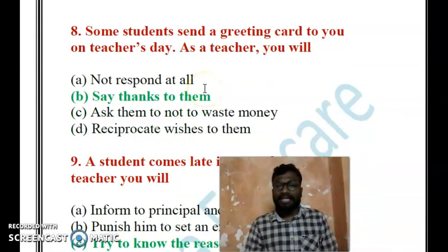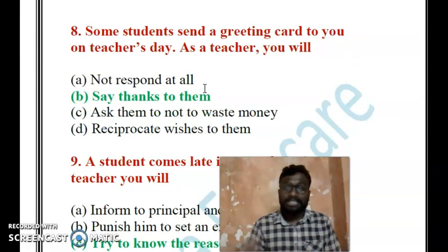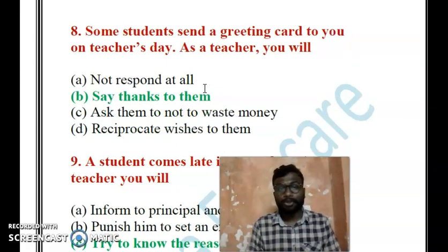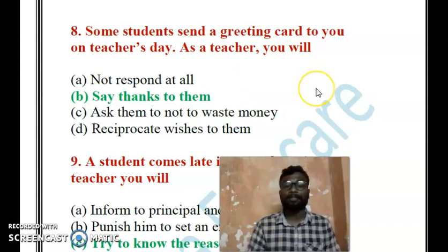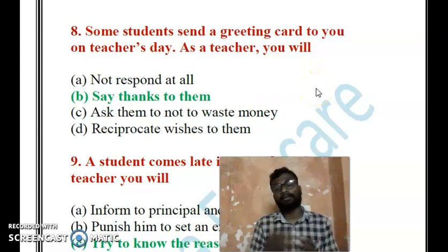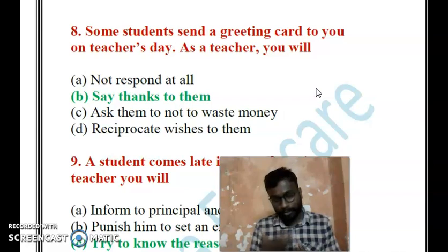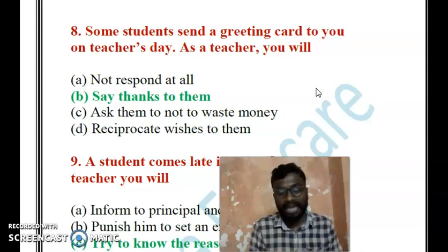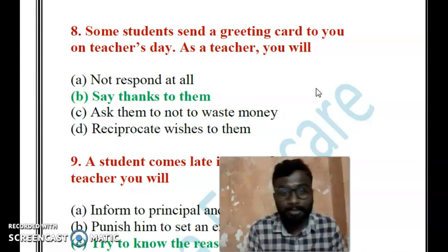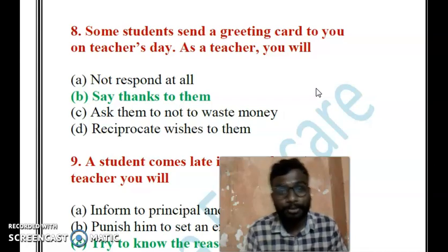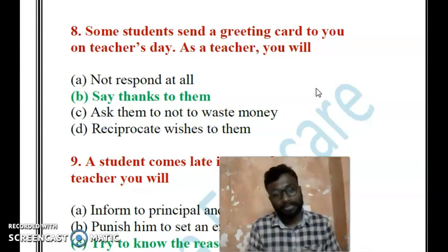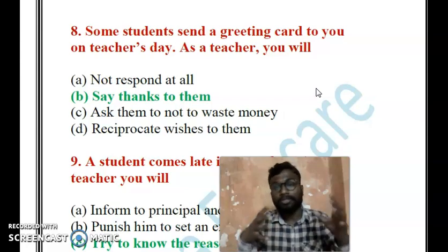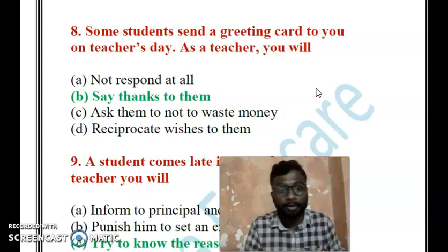Students send a greeting card to you on Teacher's Day. As a teacher, what do you do? Not respond at all. Say thanks to them. Ask them not to waste the money. Reciprocate wishes to them. Whenever a student comes to us with some kind of greeting card or wishes, it is our responsibility, our manners, to thank him. Once we thank them, automatically the relationship will get better, with good bonding.